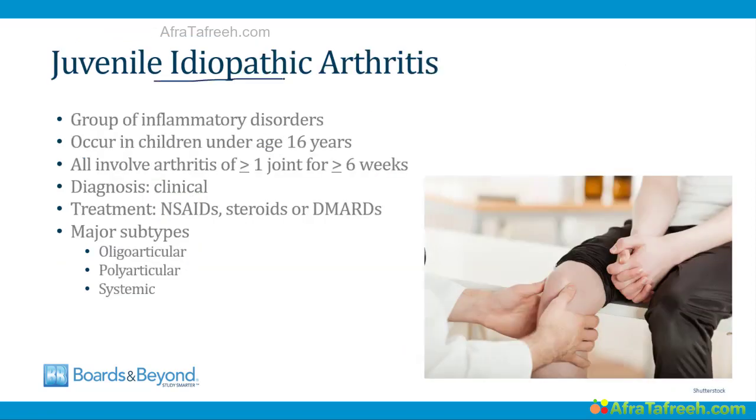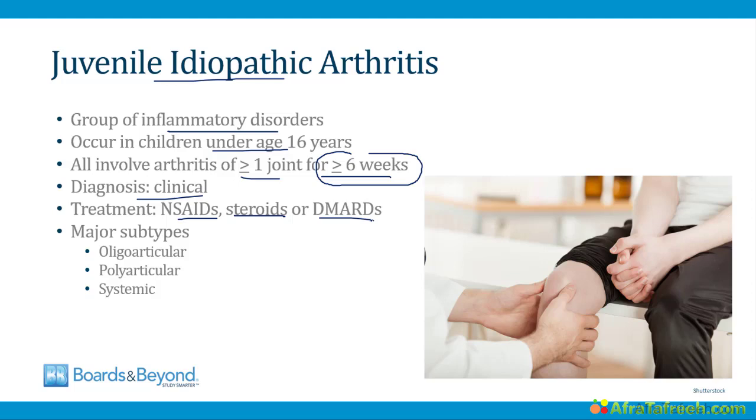Juvenile idiopathic arthritis is a group of inflammatory disorders that leads to arthritis in children under the age of 16. They all involve arthritis of at least one joint, and the arthritis will be persistent for more than 6 weeks. And this is important. In a board question of a child with one of these conditions, the arthritis is going to be persistent and have been around for several weeks. The diagnosis is clinical, and the treatment is with NSAIDs, steroids, or DMARDs, similar to the treatment for rheumatoid arthritis. And there are several subtypes of juvenile idiopathic arthritis, so we'll go through each of them now.